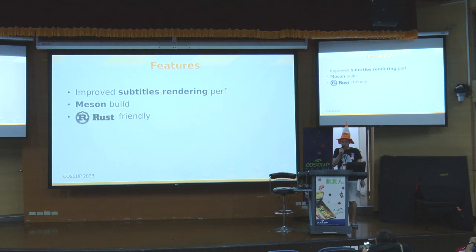We also improved the subtitle support a lot. We also added for developers Meson support. Now we can build with Meson, and we will switch at some point to Meson. Goodbye to Autotools. And we have also a route for the Rust modules that we will be able to write.